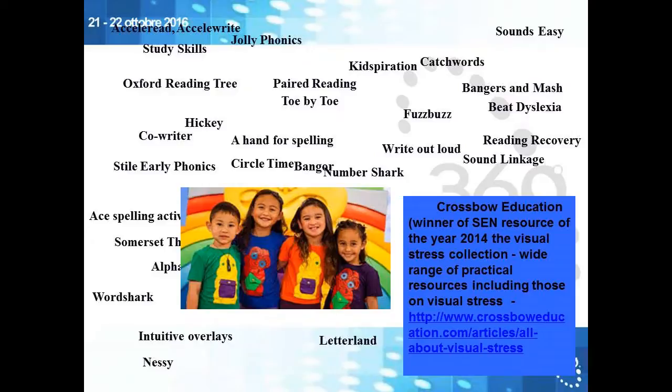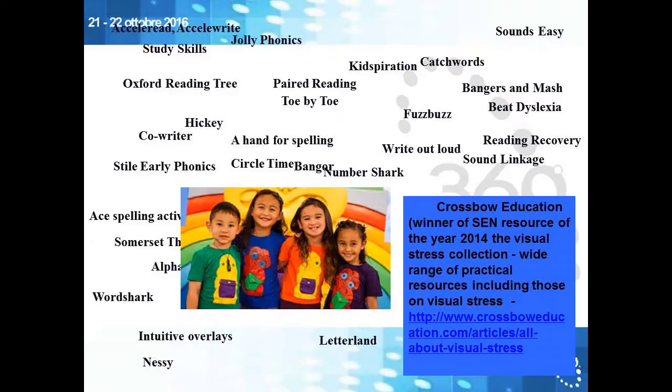And Jolly Phonics is used for synthetic phonics in the early years in the UK. WordShark. And Toe by Toe is a program that's used for adults as well as children, and it's been very effective. And I'll just put up Somerset thinking skills, anything to do with thinking, the de Bono thinking skills, the COMP thinking skills. And Nessy is a computer program that we use a lot in the UK. And also, very importantly, is self-esteem.